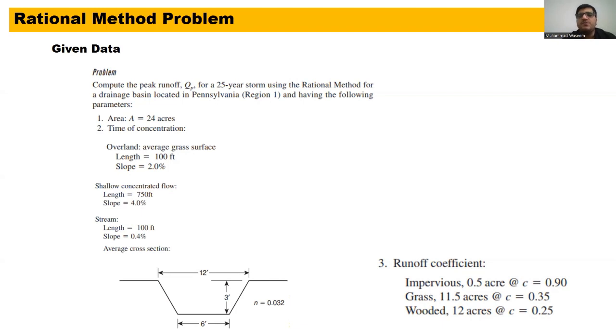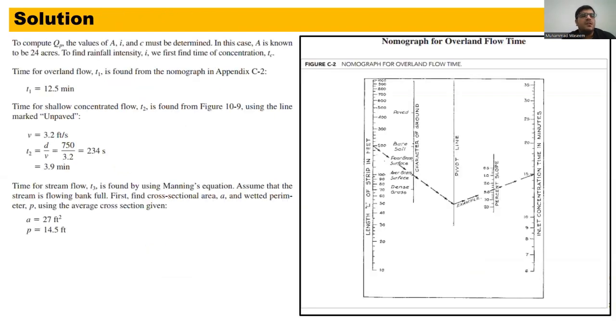So first step, we have to find the time of concentration. We know that for overland flow, we find the time of concentration from the nomograph. This we have discussed already in the previous lecture of chapter 1, the fundamentals of hydrology. To compute the QP, the values of A, I and C must be determined. In this case, A is known to be 24 acres. To find the intensity I, we must first find the time of concentration. So the time for overland flow T1 is found from the nomograph, appendix C2.